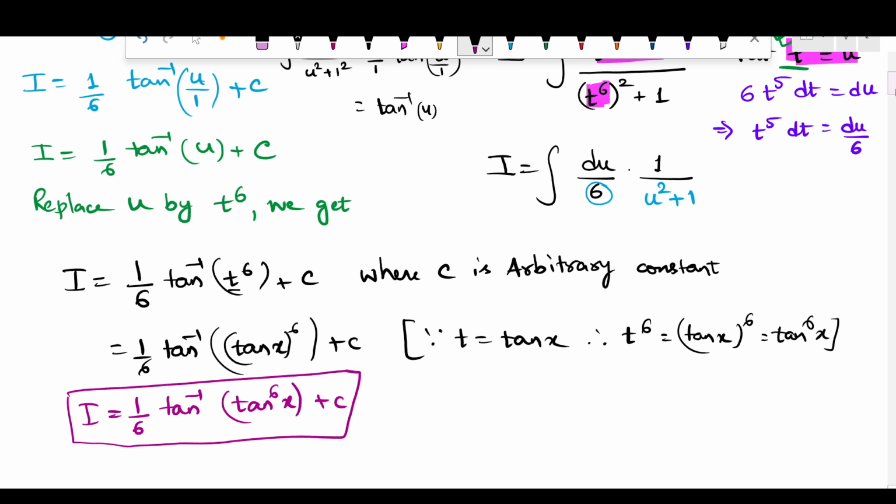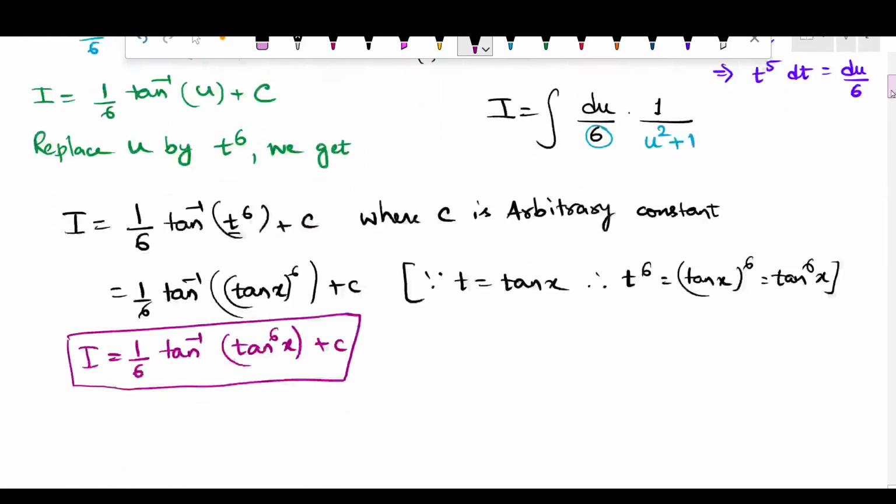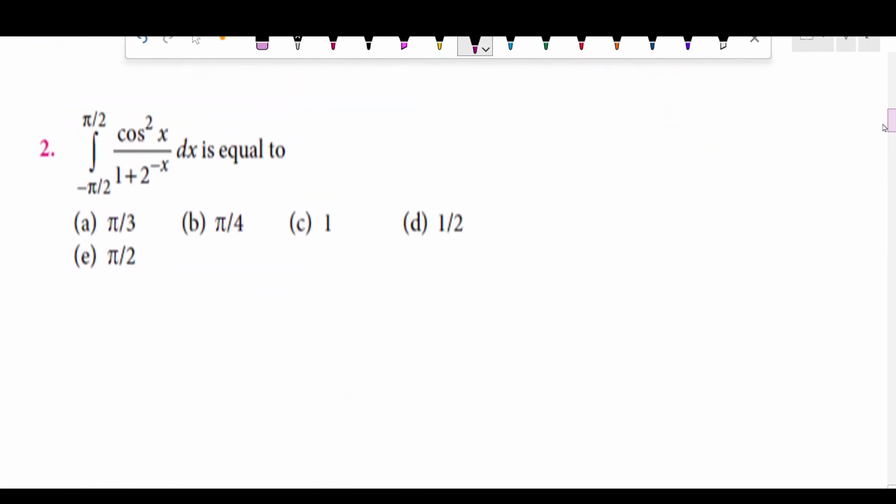Now check for the option. 1 by 6 tan inverse tan to the power 6x plus c. This first option is correct. Now let us come to question number 2. First give it a try.